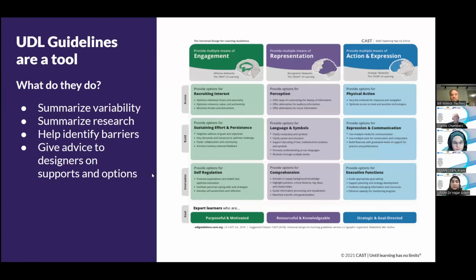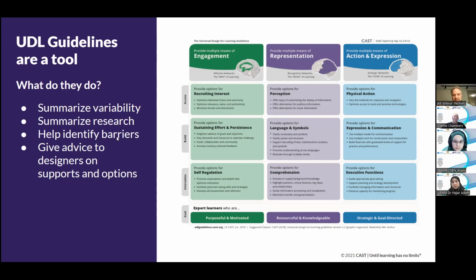So these UDL guidelines, they're a tool. Every tool has a function, has a purpose, has a way to use it. What do they do? I think of it as a multifunctional tool. One, it summarizes variability, right? So you'll see these three columns that provide multiple means of engagement, representation, action, and expression. Learners vary in how they engage with learning. They vary in how content is best represented to them, and they vary in how they best take action and express what they know.